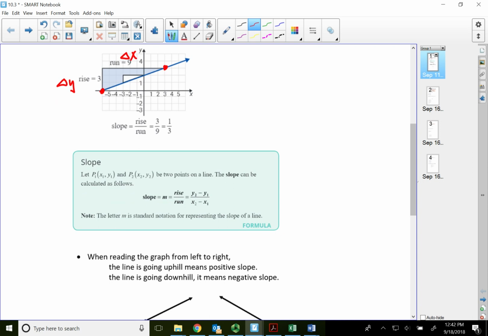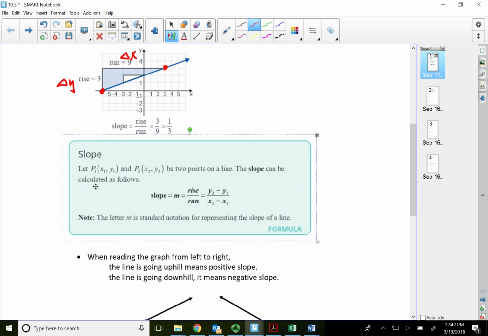So here is something called the slope formula for having 2 points. If I have 2 points on a line, the slope can be calculated as rise over run, or we can say y2 minus y1. The y2 minus y1 is the meaning of change in altitude, okay? Over x2 minus x1, the second x value minus the first x value, that will be delta x.